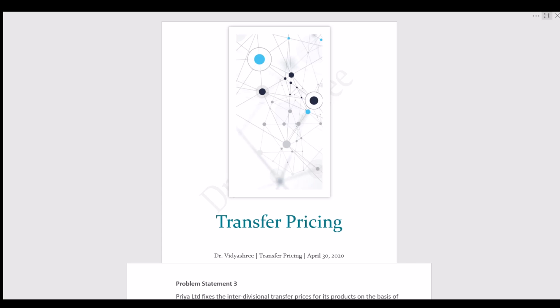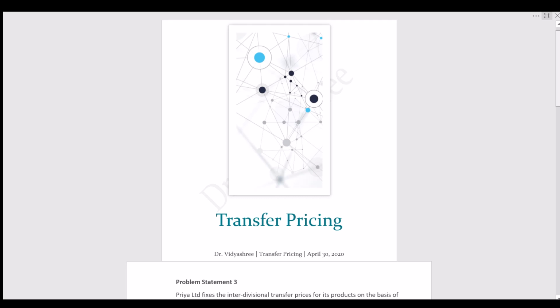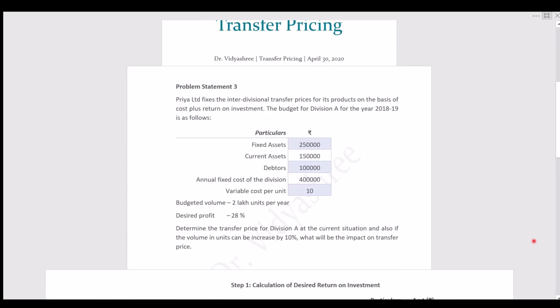Welcome to Transfer Pricing Problem 3. Let's see the problem statement. Priya Limited fixes the interdivisional transfer prices for its products on the basis of cost plus return on investment. Observe here, under the transfer price, it is fixing the transfer price based on cost plus return on investment.